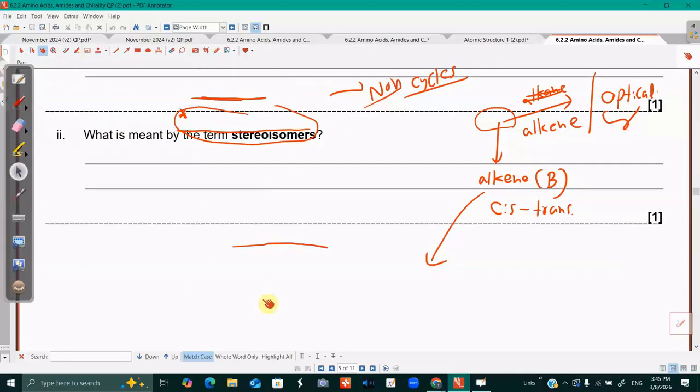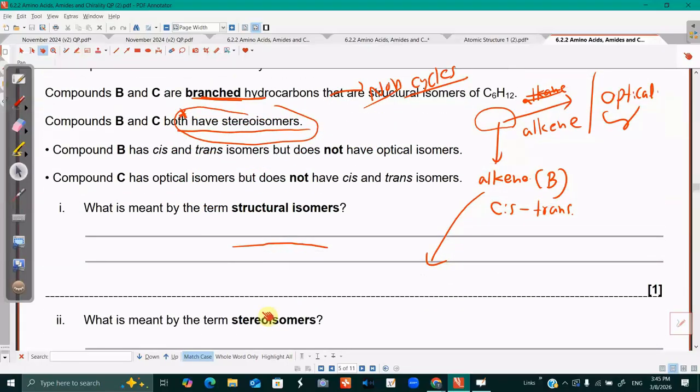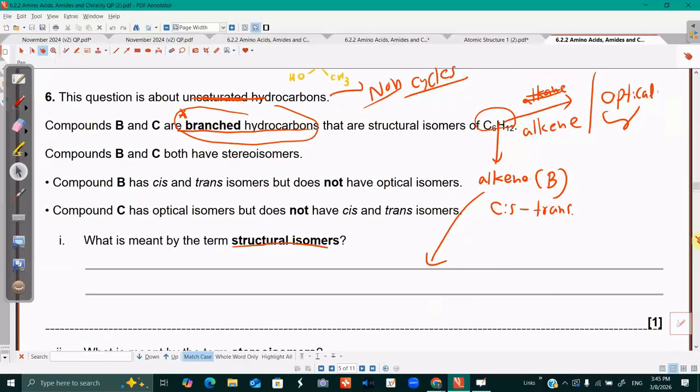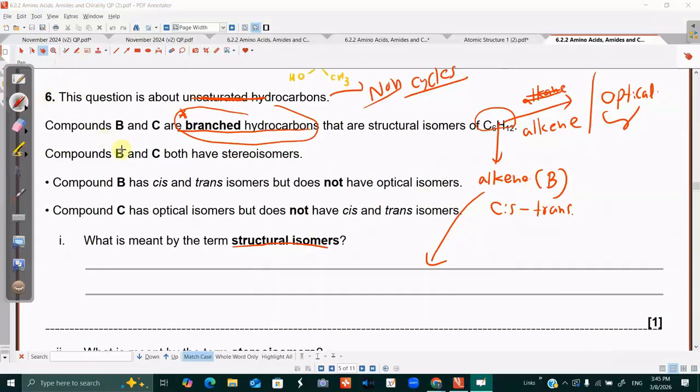Now these are easy stuff. Can you identify? Let's forget about other stuff. Shall we identify these three? What is B and what is C? Can you come up with a structure for B? It must be a cis-trans isomer.